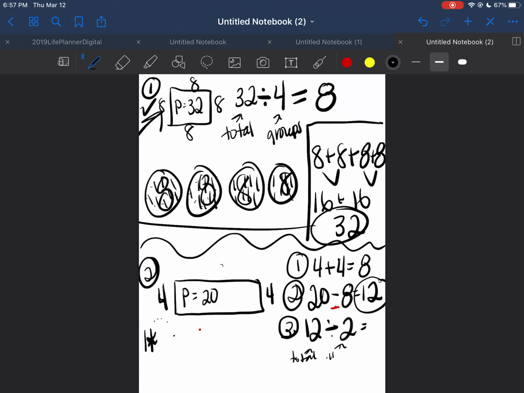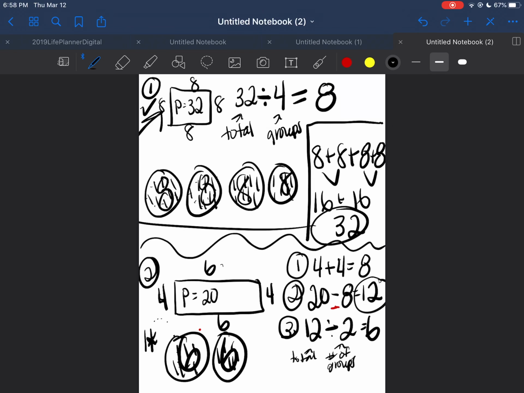2 is our number of groups. Here we go. 2 groups: 1, 2. And I'm going to share the 12. 1, 2, 3, 4, 5, 6, 7, 8, 9, 10, 11, 12. 6 and 6. All right, but we're not done yet.